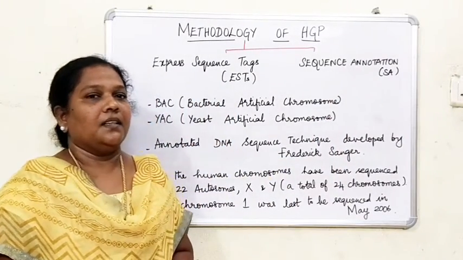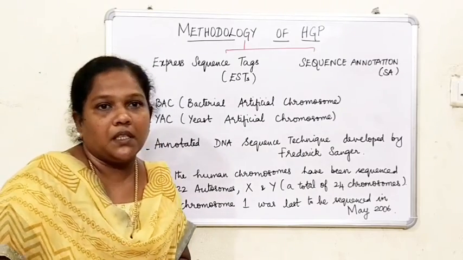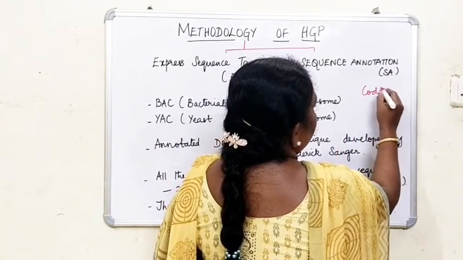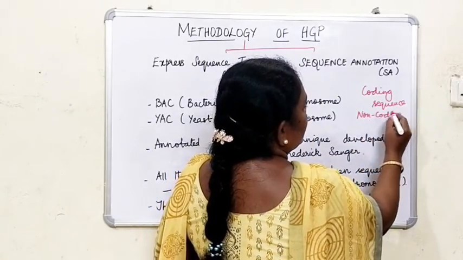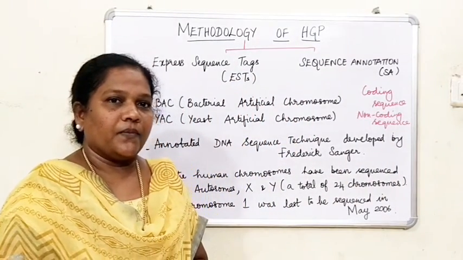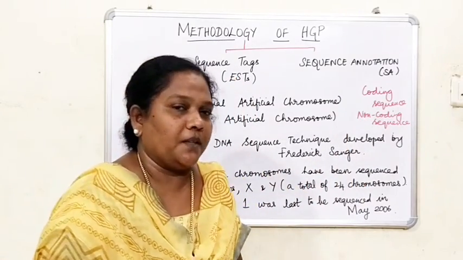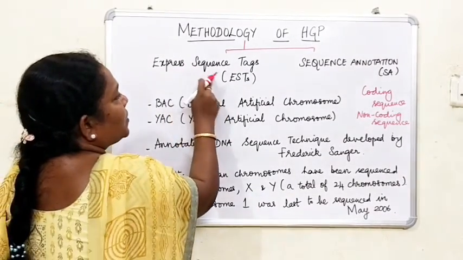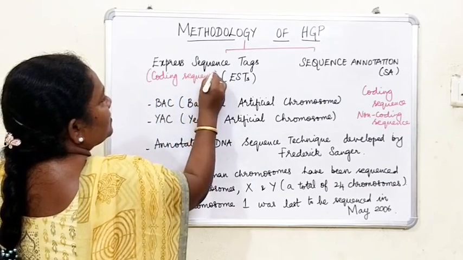So in DNA, we have two kinds of sequences. One is coding sequence, the other is non-coding sequence. So what are coding sequences here? Coding sequence is that which codes for a protein. We have learned about the codons, right? But non-coding sequence does not code for a protein. So in the Expressed Sequence Tags method, only coding sequence is involved. Here it is done with the help of coding sequence.